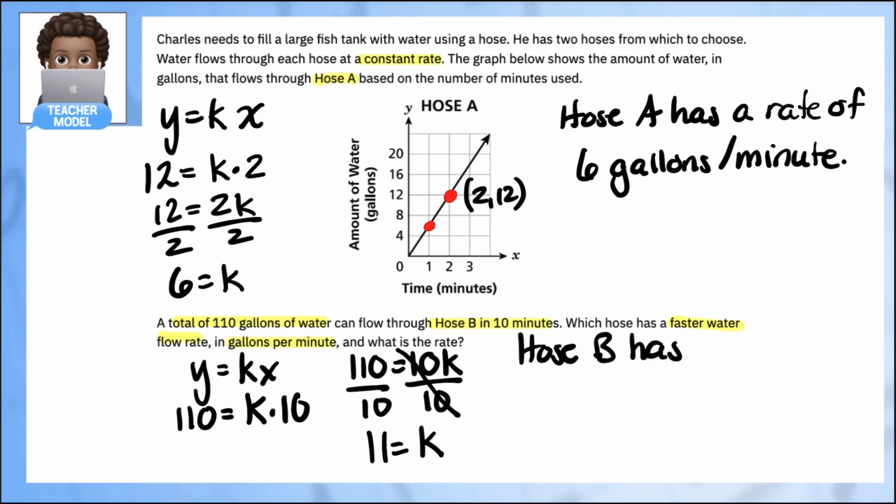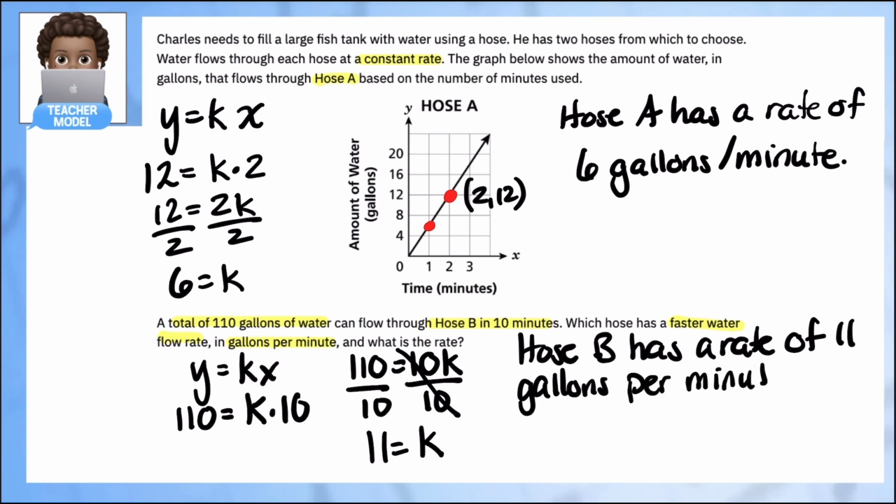Hose B has a rate of 11 gallons per minute. So one thing I want you to note, look at how we can figure out what the constant rate is, whether we have a graph or if we're just given enough information, because we can substitute those values into our equation. All right, so let's do our comparison.